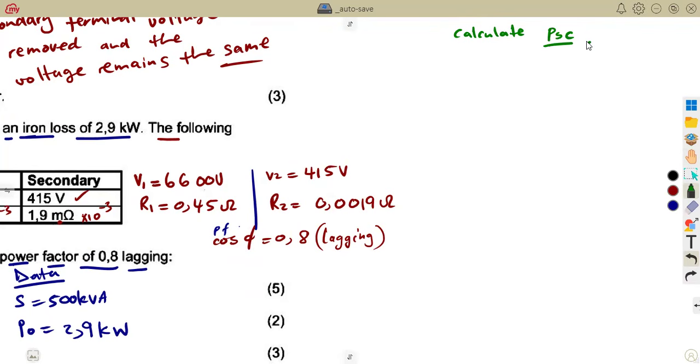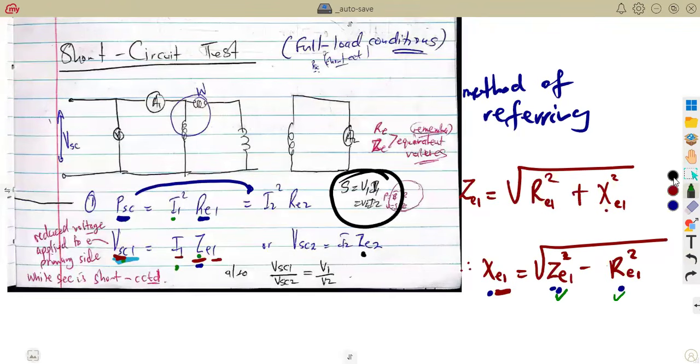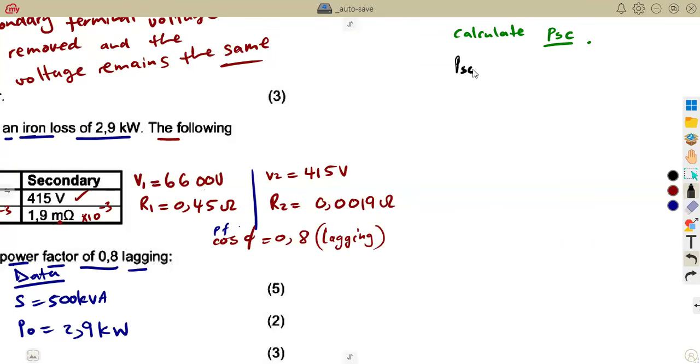Okay, guys, no problem. Let me bring you back here so that I can explain it to you. Remember, this is your short circuit test, and the short circuit power can be given from I squared R_e referred to the primary, or you can take it from the secondary side. Meaning we can calculate it from either side, referred to the primary or referred to the secondary. So remember that our P short circuit is equal to I1 squared times R_e referred to the primary. Remember, I said I'm going to use the primary side.